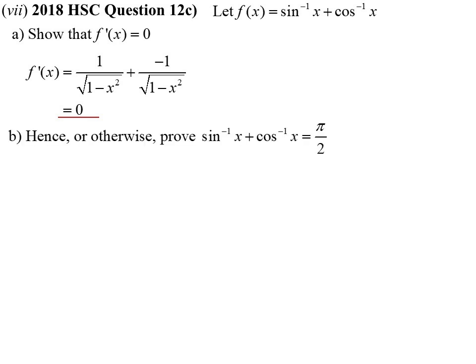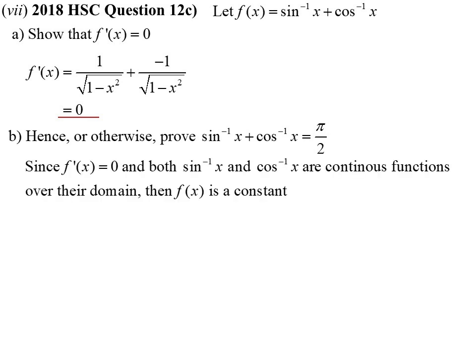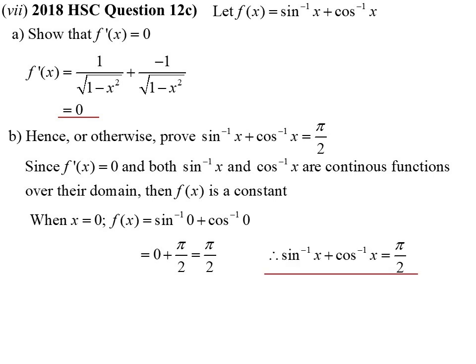Hence, or otherwise, prove the inverse sine of x plus the inverse cos of x is pi on 2, that result that we know. Okay, well, what is the significance of the derivative equaling 0? If the derivative equals 0, then the function must have been a constant. As they are both continuous functions, I haven't got any issues with the domain or anything like that, so I know, yes, when I integrate this, it's just going to give me a constant value over that domain. All I got to do then is substitute a number in, and I'll find out what the constant is. So substitute in 0, we get pi on 2. So that is indeed our function.